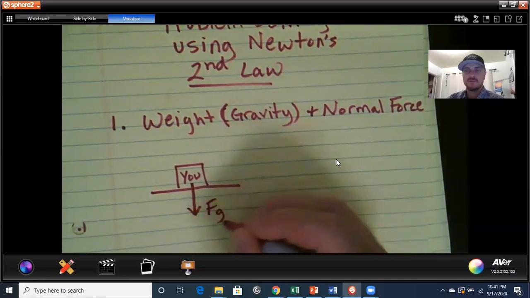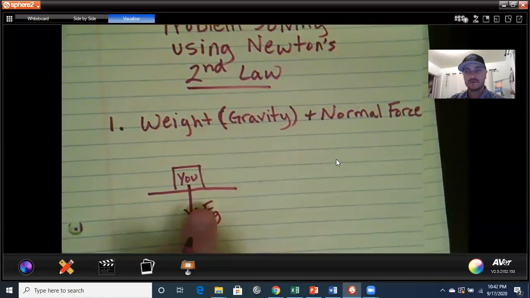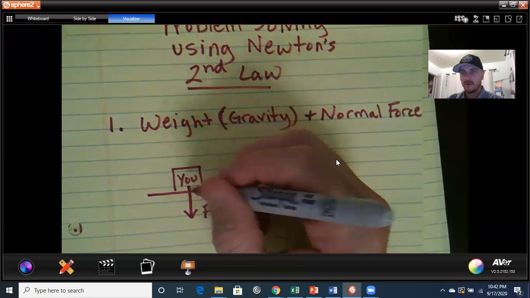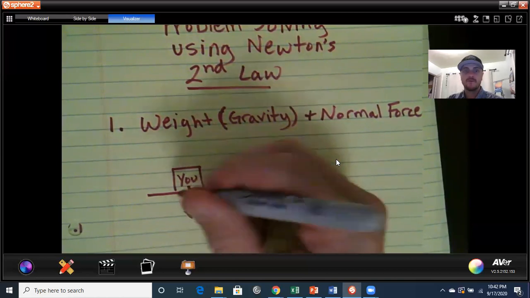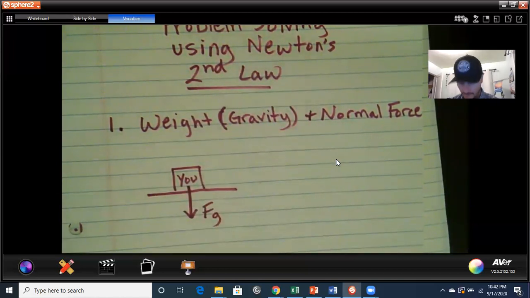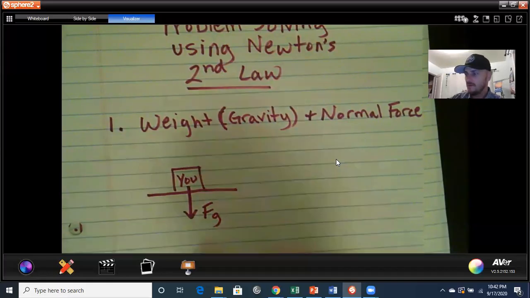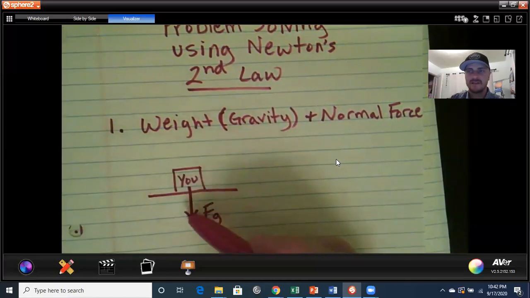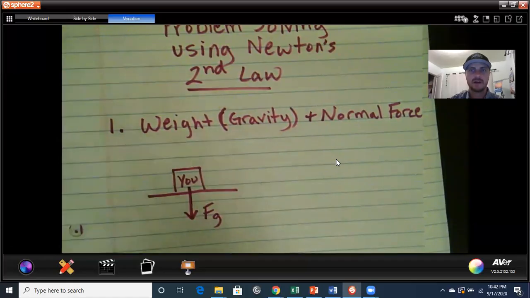Let's call it F sub G for gravity, force of gravity, right? And then we're going to also realize that if this was the only force on our drawing, that would be an unbalanced force, wouldn't it? And what you would do is you'd go crashing through the floor because there's nothing balancing you out. All you have is a downward force. Again, that's what we've been talking about in the warm-ups. If you have an imbalance in your forces, you're going to accelerate in that direction.